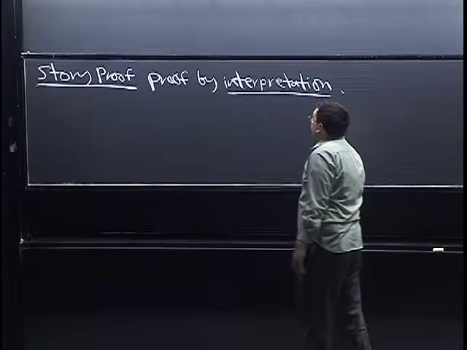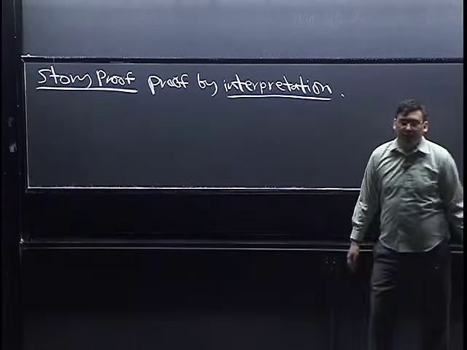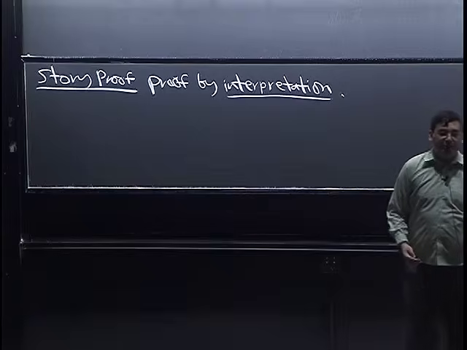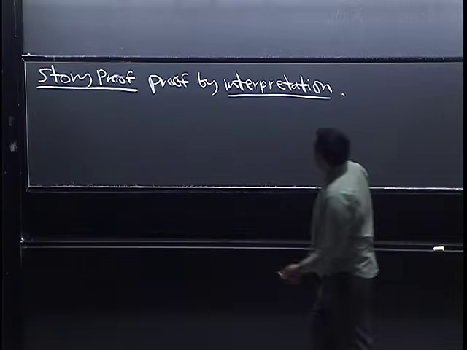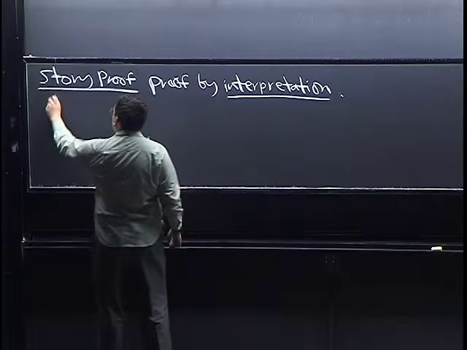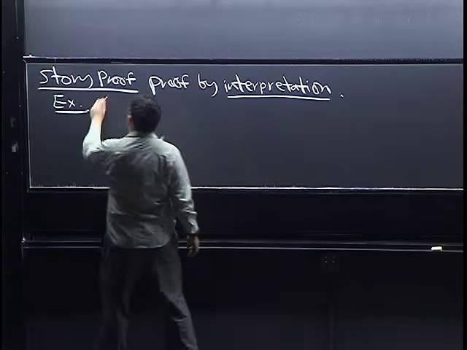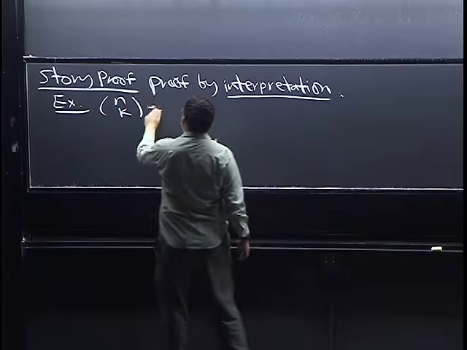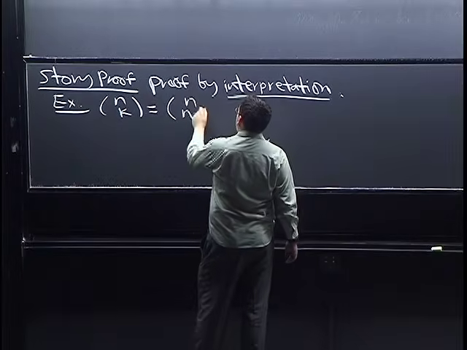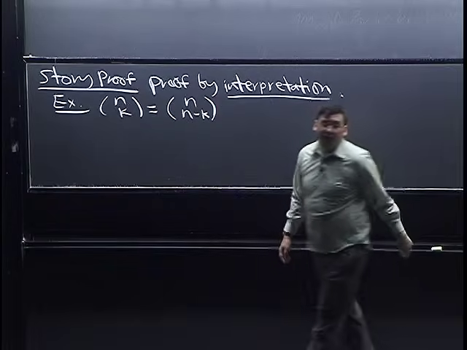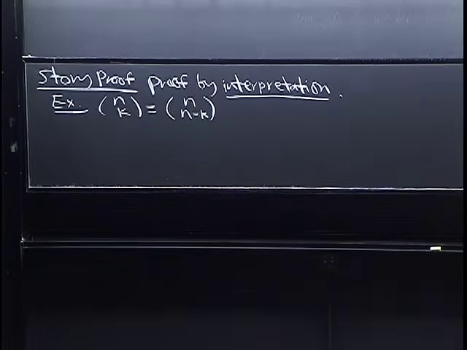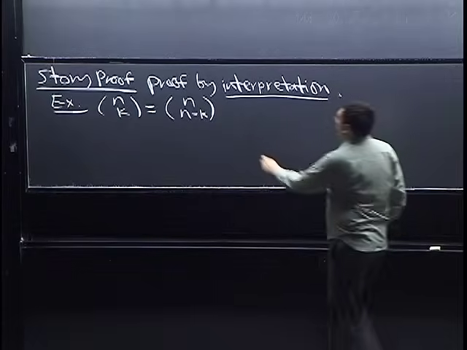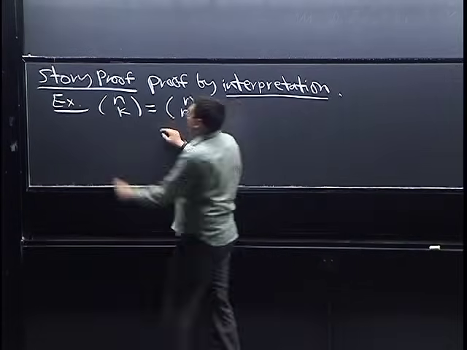So proof by interpretation, what do I mean by that? Well, we already saw an example today. We proved that 10 choose 4 equals 10 choose 6. So in general, n choose k equals n choose n minus k. That's a very useful fact. And I'm not going to write the proof again. This is example 1.